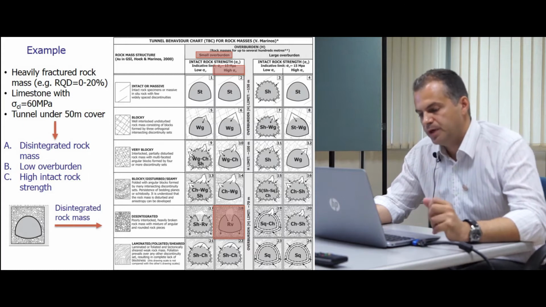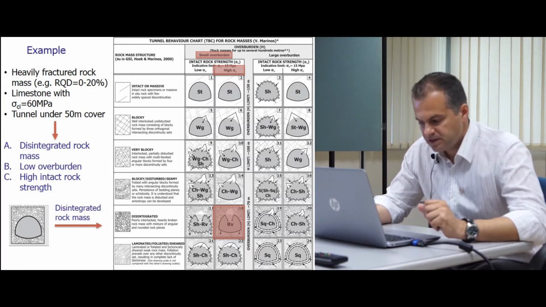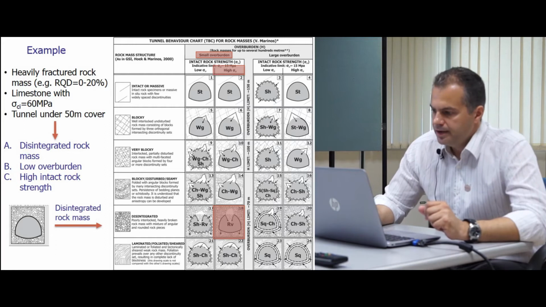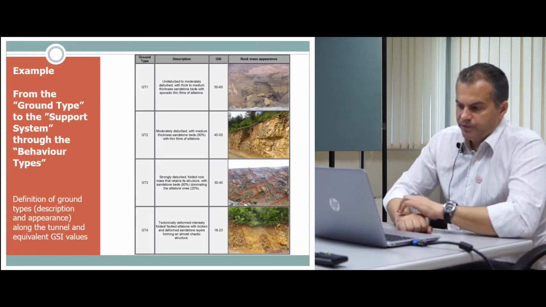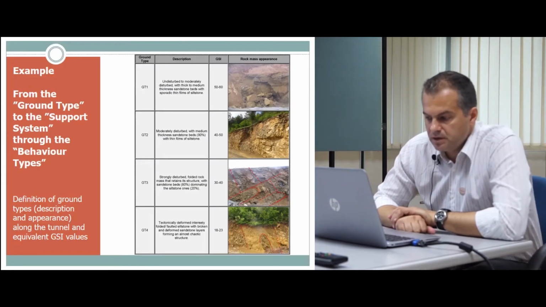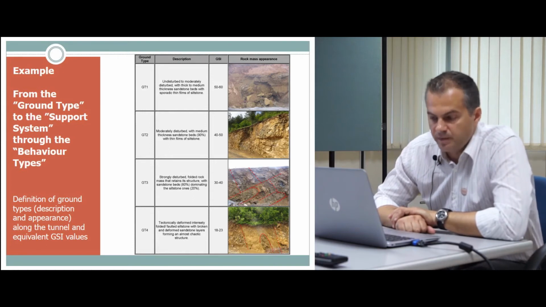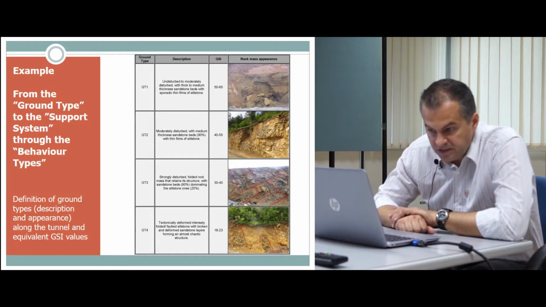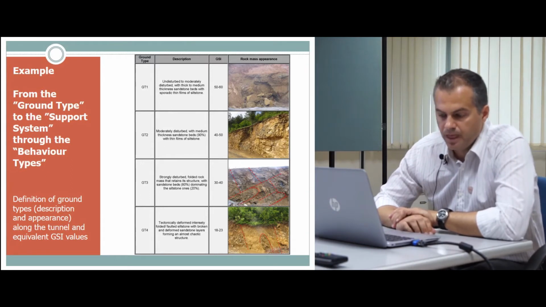So the support measures should be based on this behavior. Let's see an example of four ground types, an example of how this methodology works from the ground type to the support system based on these behavior types.